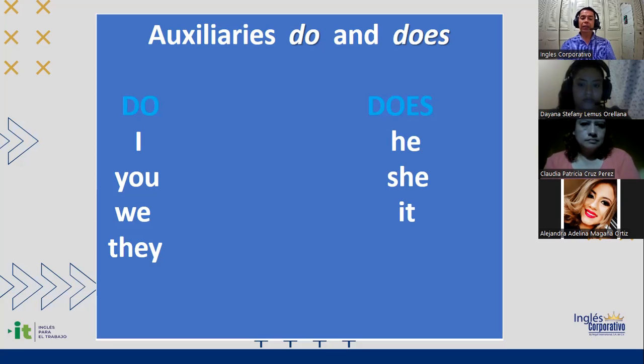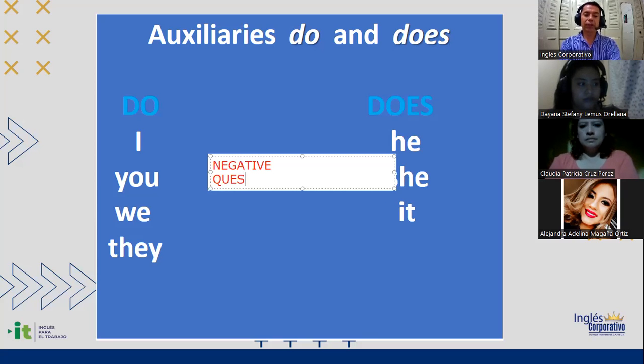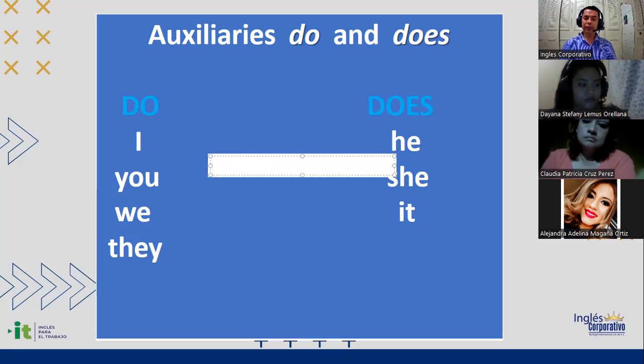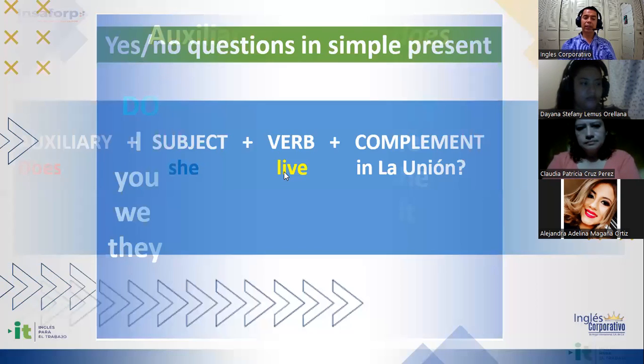Y en el caso del do y el does, solo lo usamos en negative and question. Negative and questions, right? En afirmativo no usamos los auxiliares, al menos el presente simple, ¿no? Okay? Good. Now, let's go to the structure.